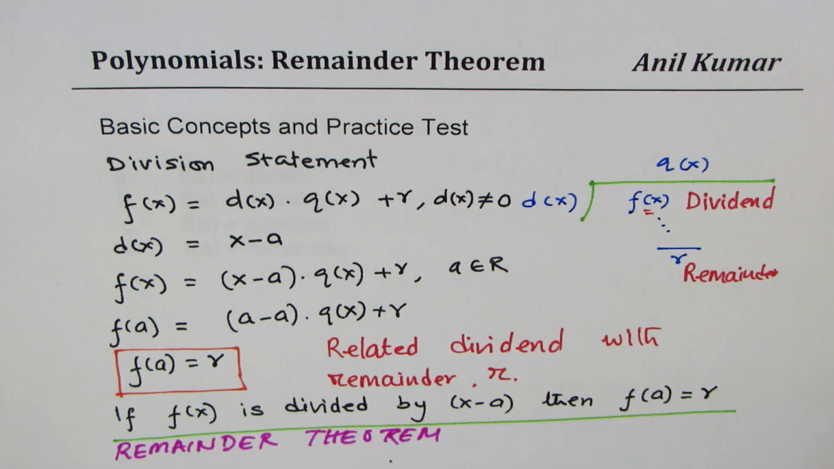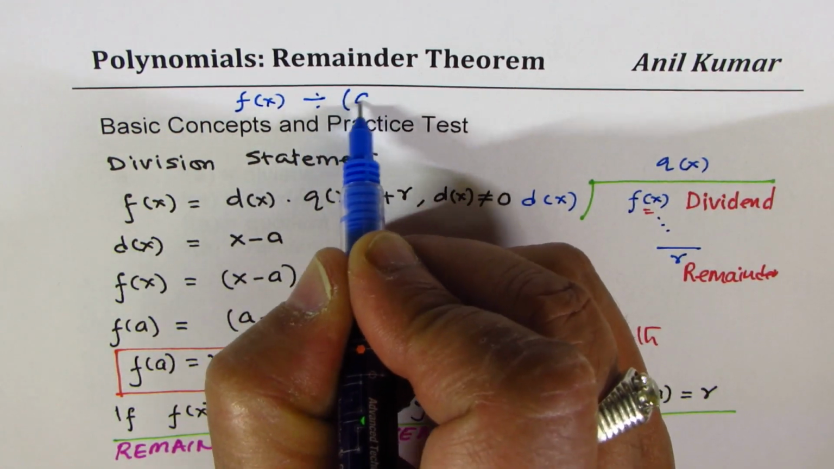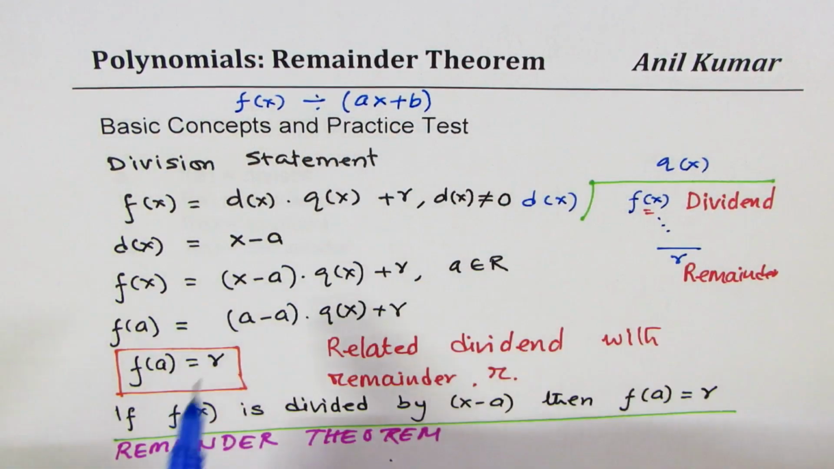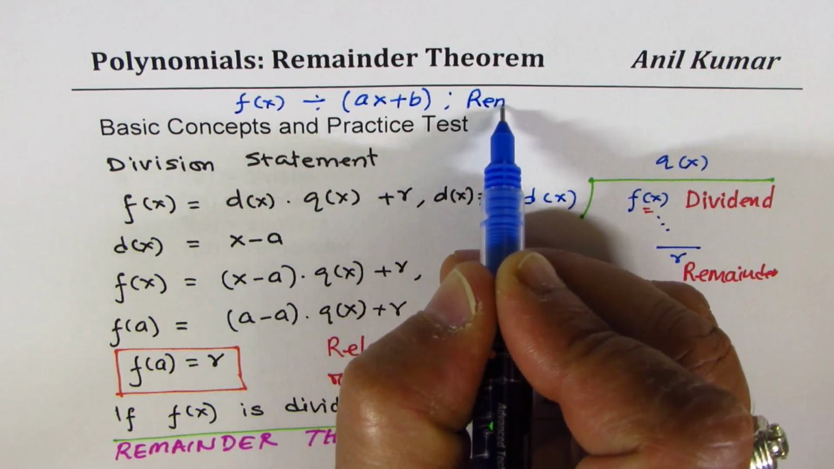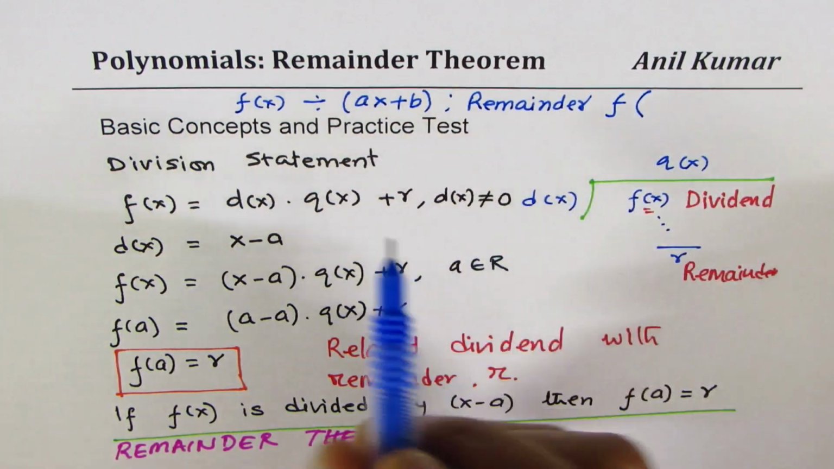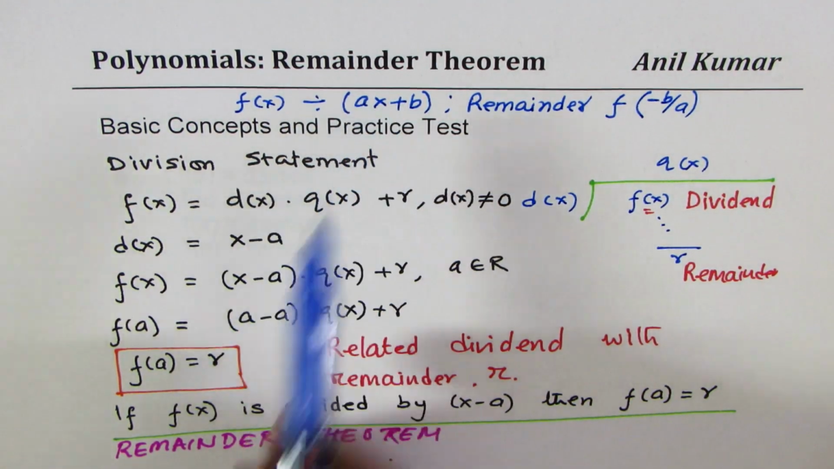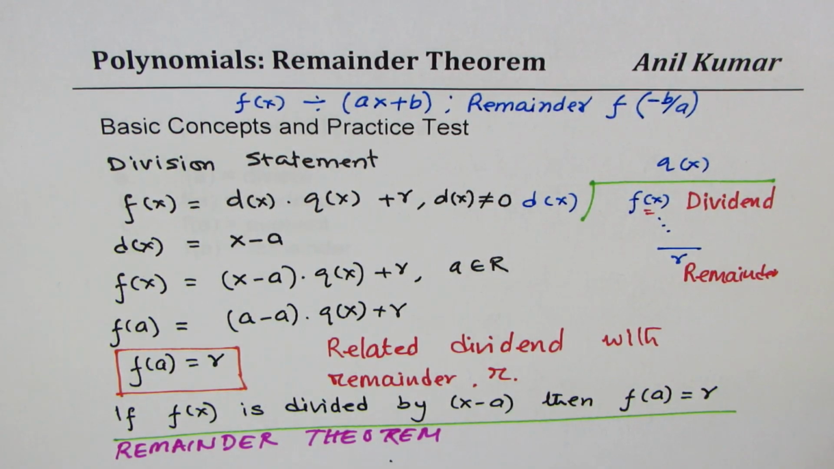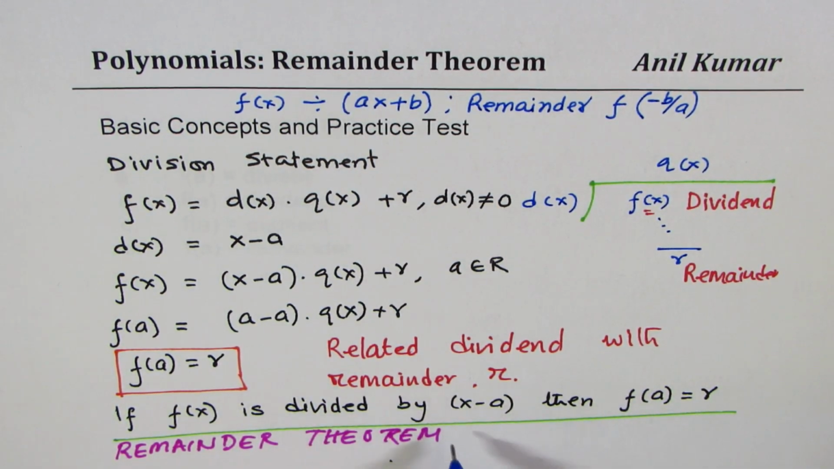Okay. Now we could generalize it. That is to say, if f of x is divided by a term ax plus b, for example, in that case, remainder is going to be f of minus b over a, right? Whatever makes this 0. So there are different ways in which we can write this, but most of the time we take this as negative. So most of the time we write it like this.